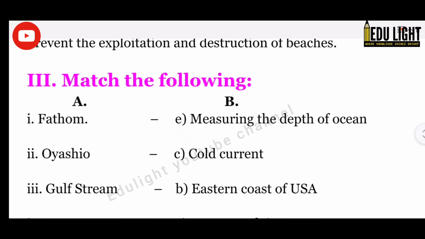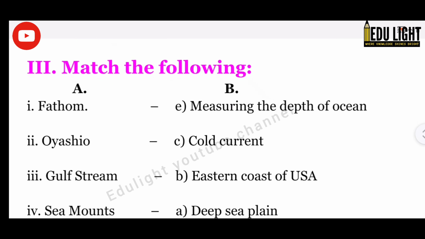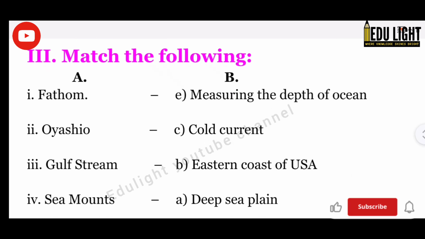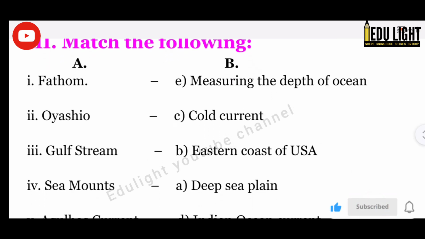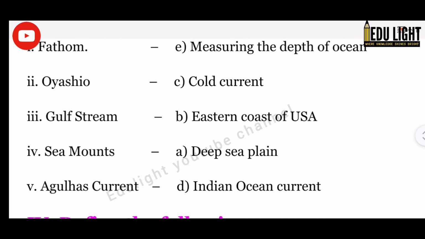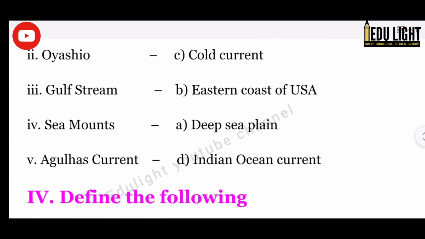Match the following. 1. Fathom: E. Measuring the depth of ocean. 2. Oyashio: C. Cold current. 3. Gulf Stream: B. Eastern coast of USA. 4. Sea mounts: A. Deep sea plain. 5. Agulhas current: D. Indian Ocean current.